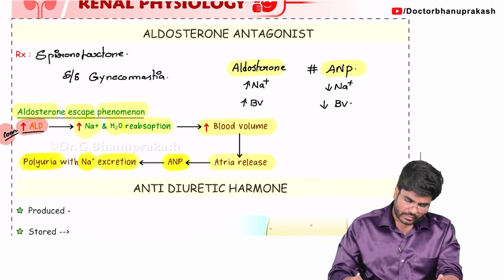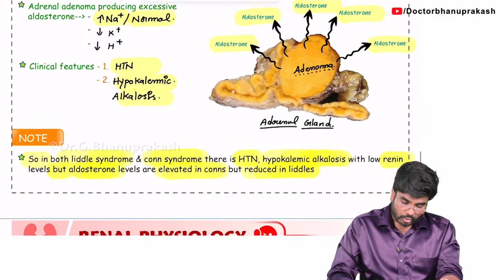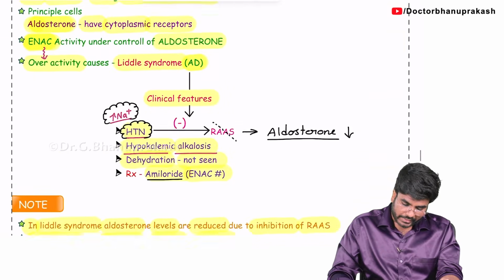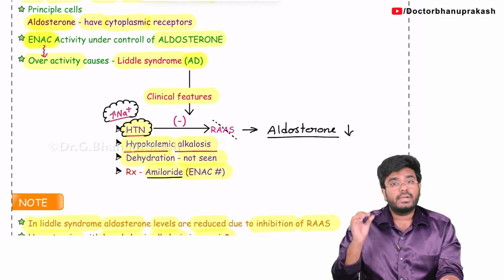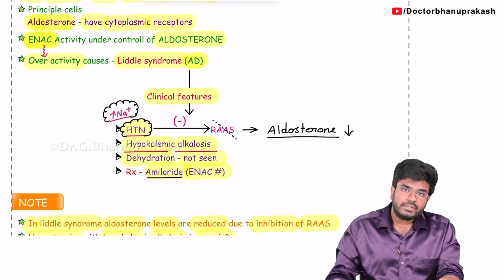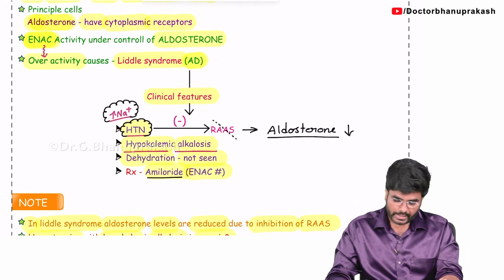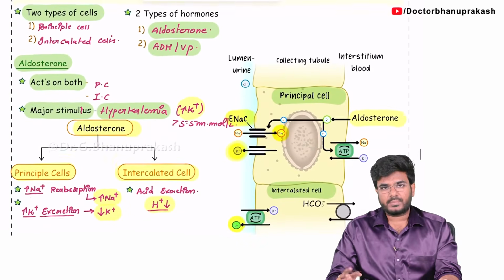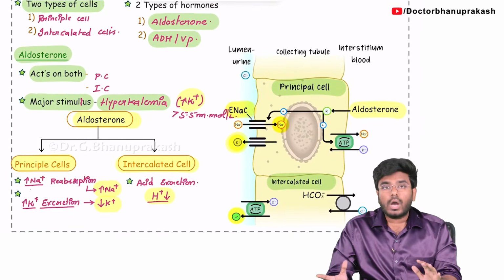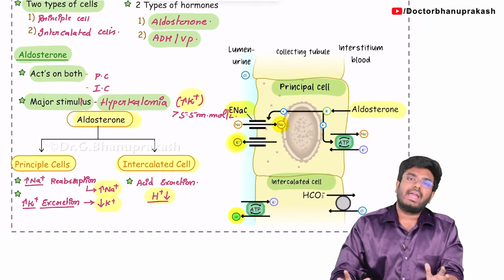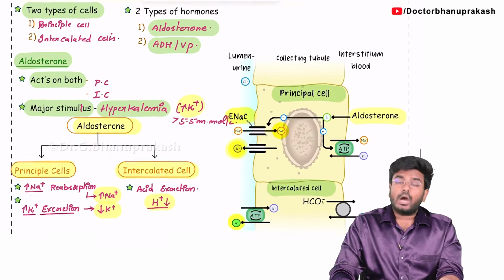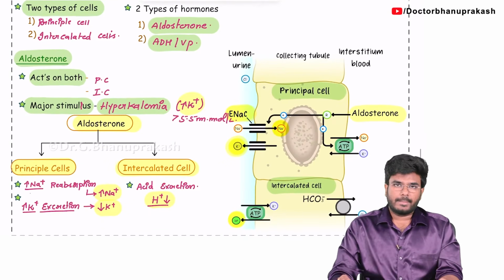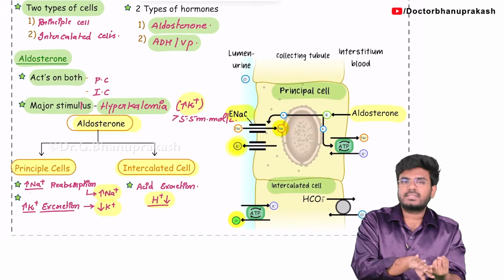Okay, so with this, what have we successfully completed? We have completed Conn syndrome. We have completed Liddle syndrome. Liddle syndrome is treated with ENaC blockers, and Conn syndrome is treated with spironolactone, which is an aldosterone antagonist. Also, we have seen the two important types of cells in the collecting ducts, principal cells and intercalated cells, and how aldosterone affects their activity. So with this, the topic of aldosterone action on the collecting ducts is completed.